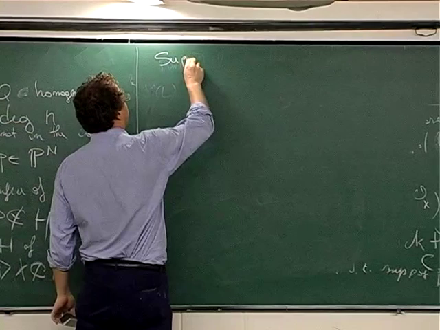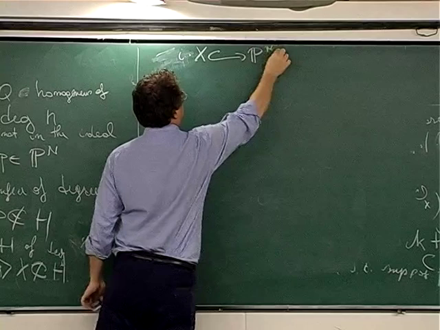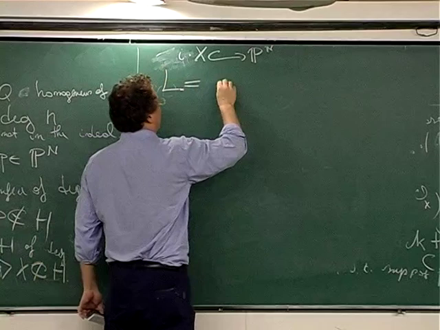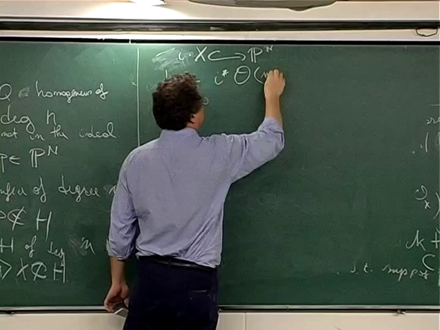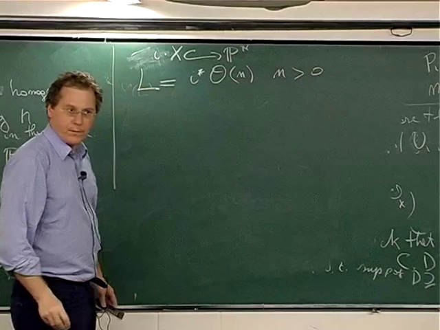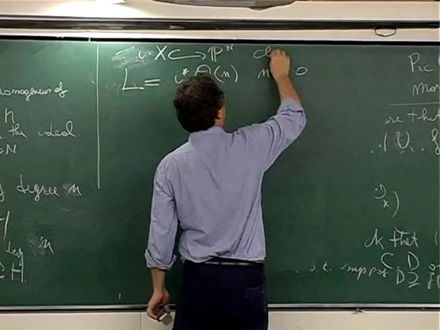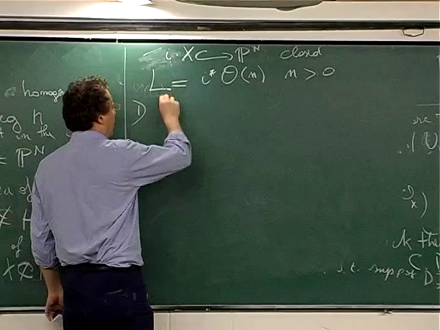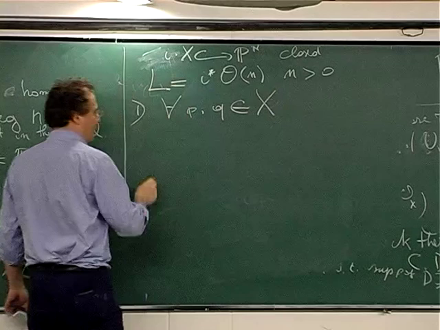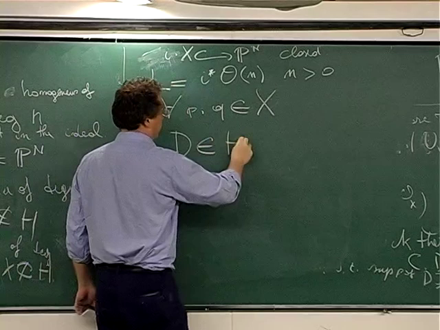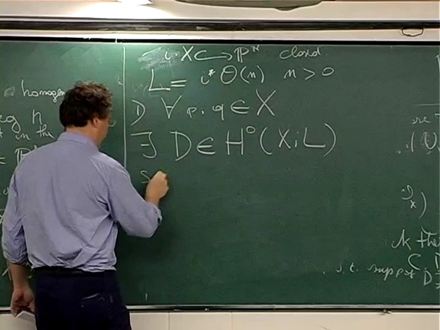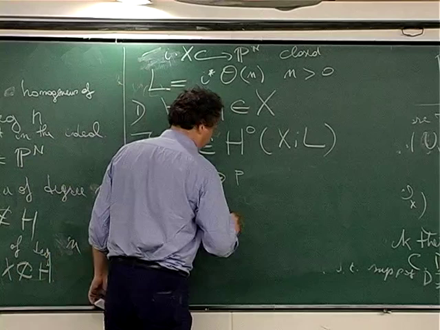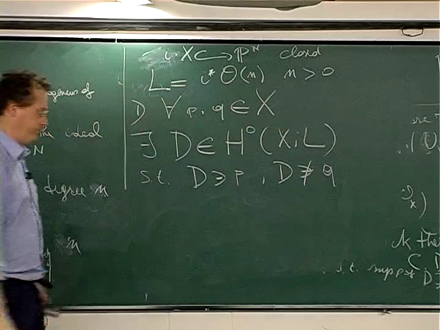Suppose that we are in the situation X inside Pn, and then L is i upper star O(1), n positive. Okay? And this is a closed immersion. Then it is important to remark that first, for every p and q in X, there exists D in H0(X, L) such that D contains p and D does not contain q. And it's exactly the same proof.